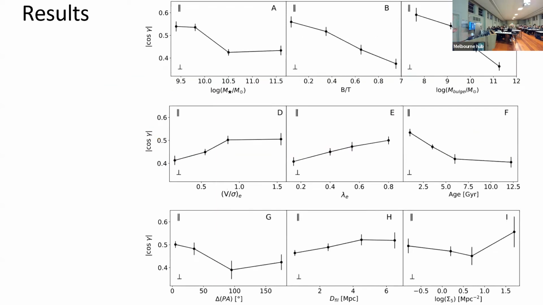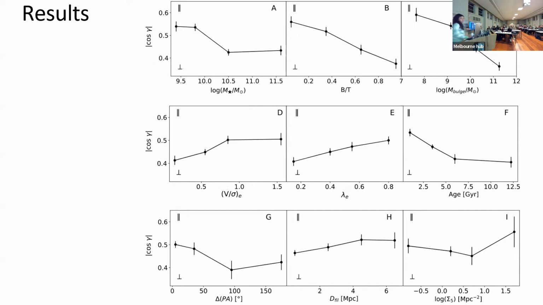And then we study the distribution of the alignments as a function of different galaxy properties. In particular, we focus on stellar mass, bulge-to-total flux ratio, bulge mass, the degree of ordered stellar motion, age, kinematic misalignment between gas and stars within the galaxy, and also environment proxies such as the distance of the galaxy to the filament spine and the local galaxy density.